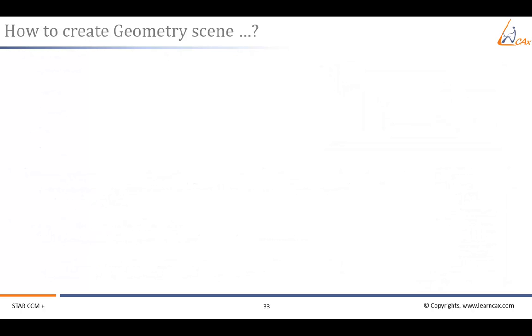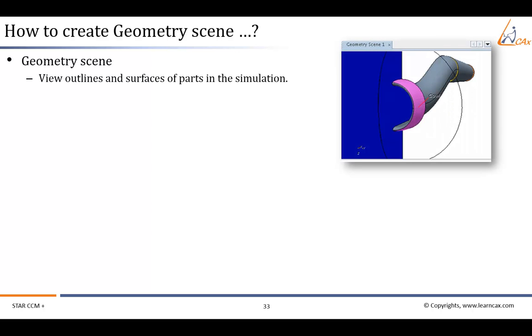Let us see the first type of scene, which is geometry scene. We can create a geometry scene to view outlines and surfaces of parts in the simulation. Along with the geometry scene, some basic entities are also created. A geometry displayer. This contains all boundaries in the simulation and is preset to display the outlines of the parts.